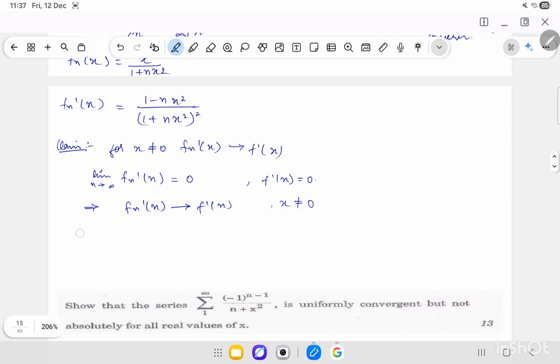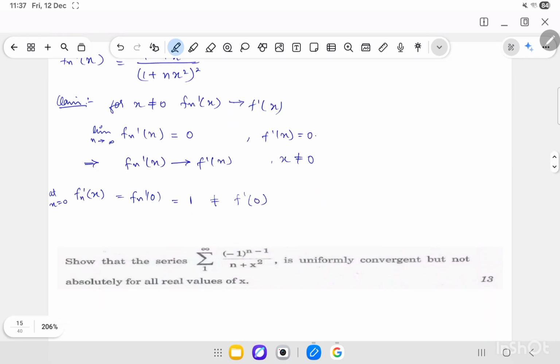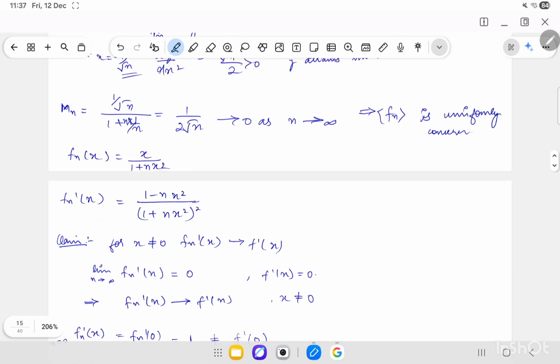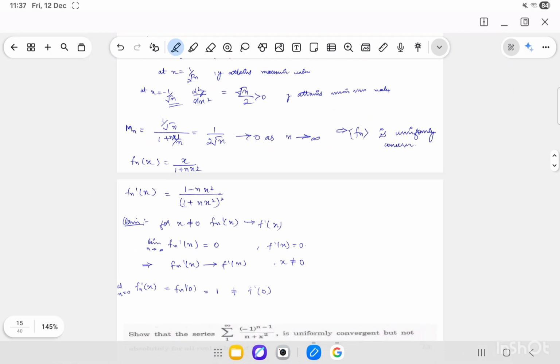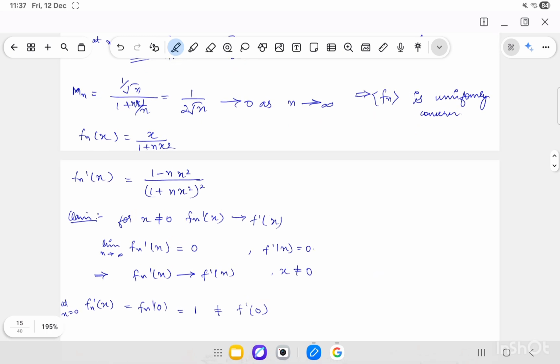Now let's check its value at 0. So at x equal to 0, Fn dash 0 will be equal to 1, which is not equal to f dash 0, which is 0. So from here we can conclude our result. I guess we should stop this video here because otherwise it will get too long. We'll discuss the remaining questions in the next video.